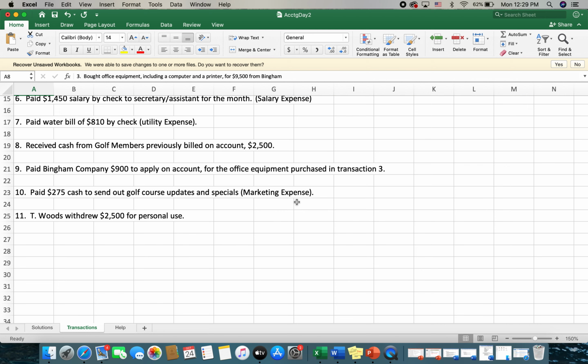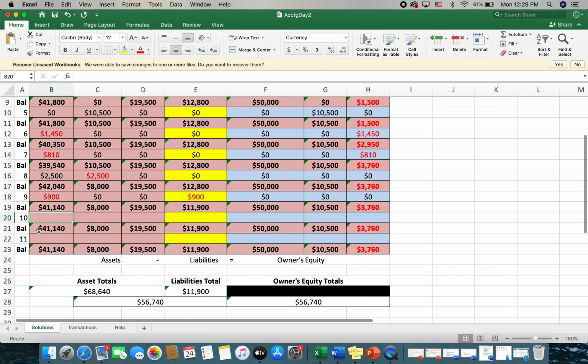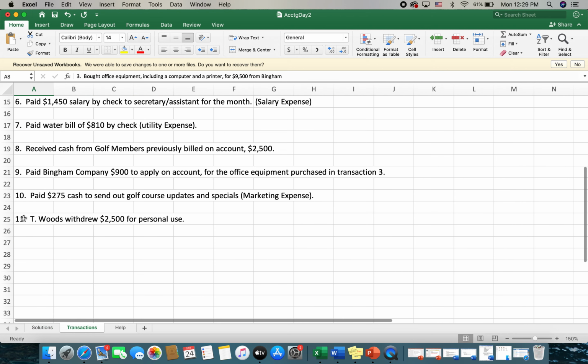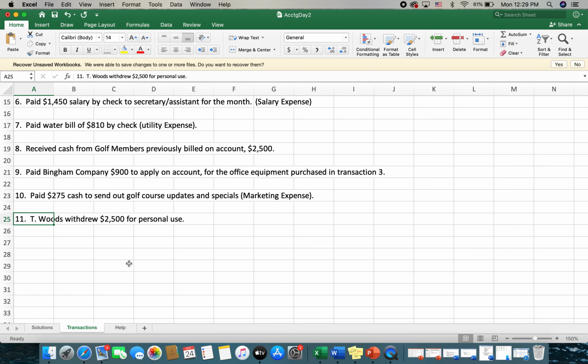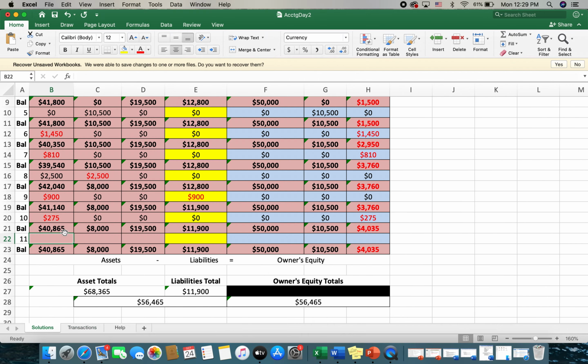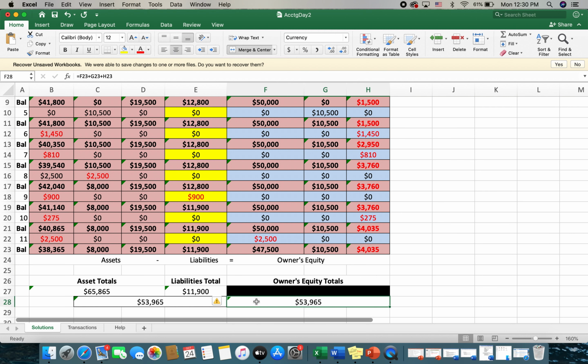Here we go with number 10. Paid $275 cash, marketing expense. These are so easy. We can do these in our sleep by now. Any of these expenses: minus cash and minus expenses. Keyword, see that word expense on there. It makes it very, very easy. That's been like 4 of the problems on here. And then the last one, Tiger Woods withdrew $2,500 for personal use. This is opposite of number 1. Number 1, money is going in. Number 11, money is going out. Boom. 53,965, 53,965. These stay balanced after each transaction, and we are good to go.